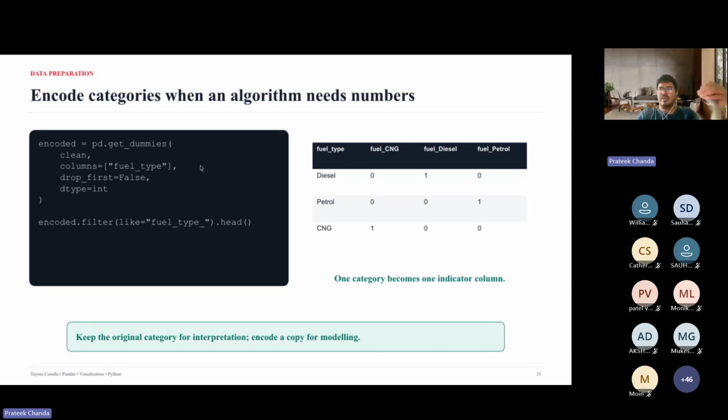So you can also encode categories when your algorithm needs some kind of numbering system, because typically machine learning algorithms don't actually take categorical features. You have to convert them into some kind of one-hot encoding. So you can convert those categories into indicator variables.